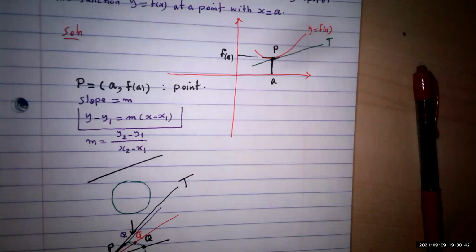You see, this is the problem. So what we are going to do, we do the same thing here. We start with the secant line.